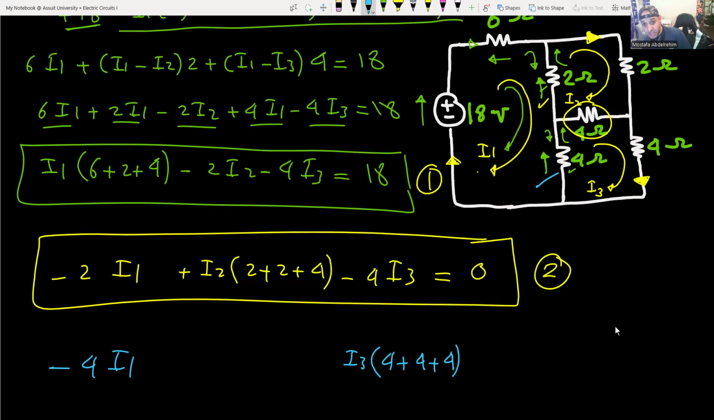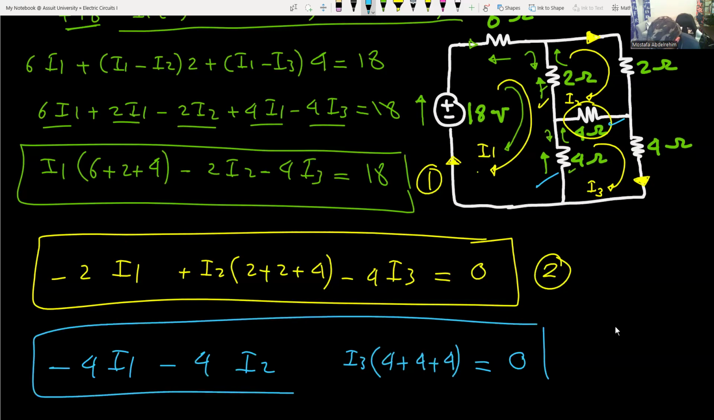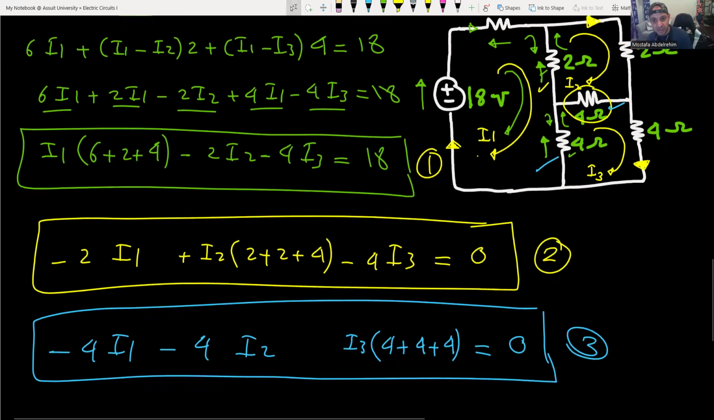The shared branch between I3 and I2 is this one, which is a 4 ohm resistance. So minus 4I2. Is there any voltage sources in this loop? No. So equal to 0. And this is equation number 3. If you have two meshes that don't have a shared branch between them, then the resistance you can consider 0. For example, let's assume there is a mesh number 4, which has no shared resistance with mesh 3. So it will be minus 0I4. Something like that, but we don't have it here.